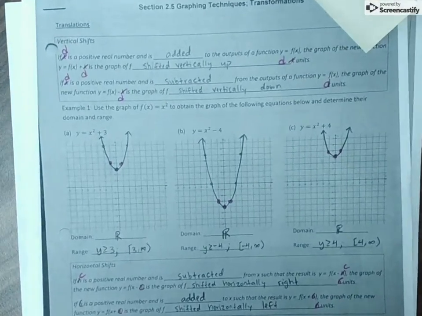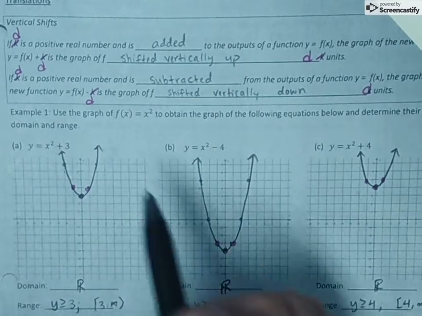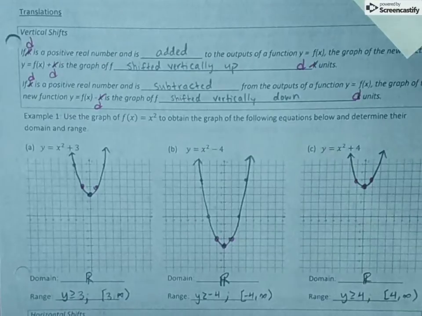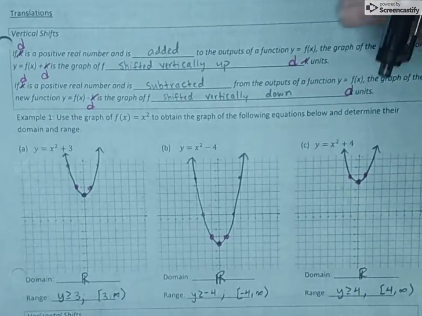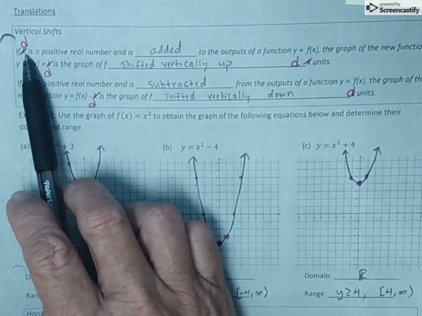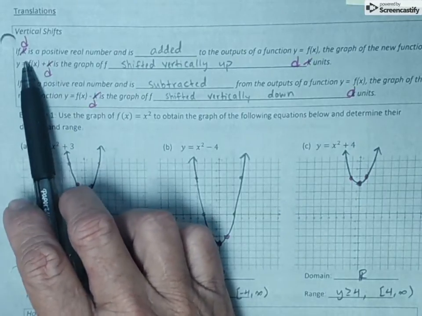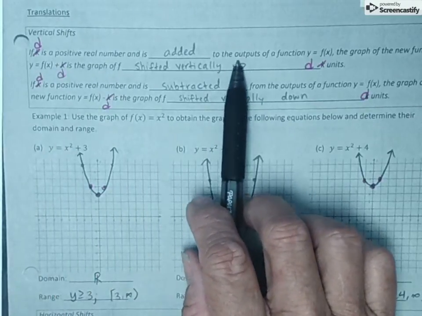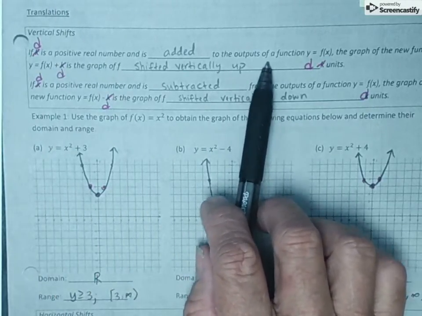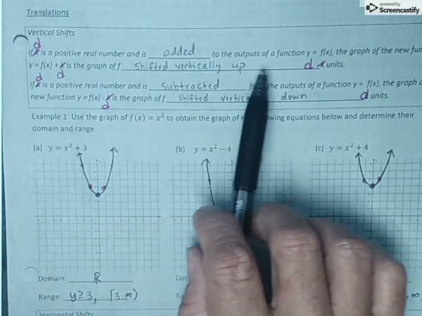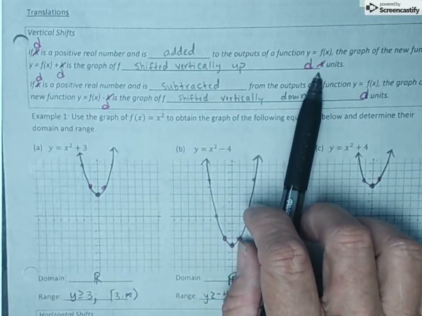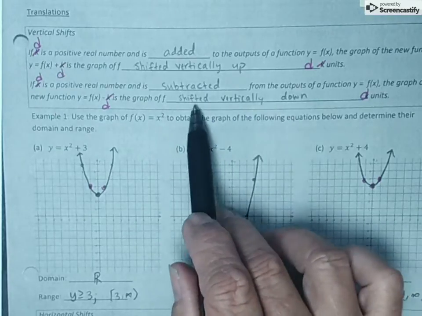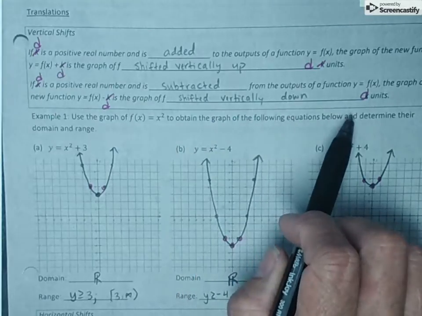Okay, so let's take a look here and zoom in a little bit. We've left this with the old style with H's and K's. You do not have to have H's and K's if you don't want them. So I would change this to D when we're talking about vertical shifts. If D is a positive real number and is added to the output of a function, then the graph of the new function is shifted vertically up by D units, right? We know that. If D is a positive real number and we subtract it from the function, then it's shifted down vertically by D units.